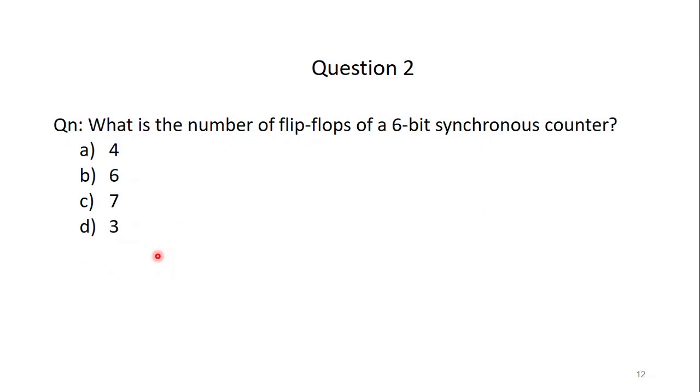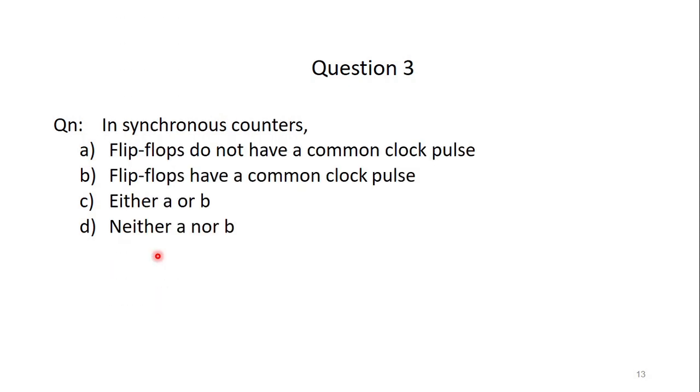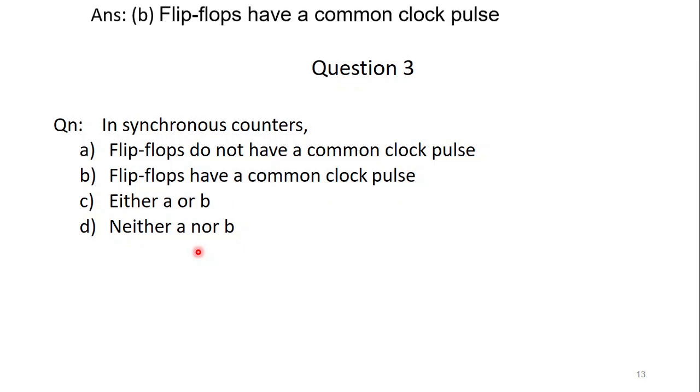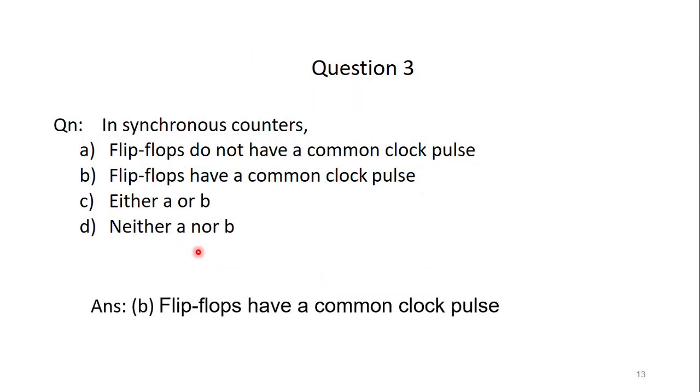What is the number of flip-flops of a 6-bit synchronous counter? For a 6-bit synchronous counter, we need 6 flip-flops. In synchronous counters, flip-flops do not have a common clock pulse, or flip-flops have a common clock pulse, either A or B, neither A nor B. The answer is, in synchronous counters they have a common clock pulse.